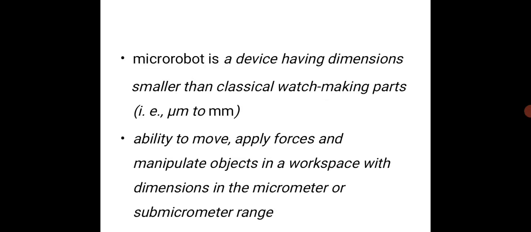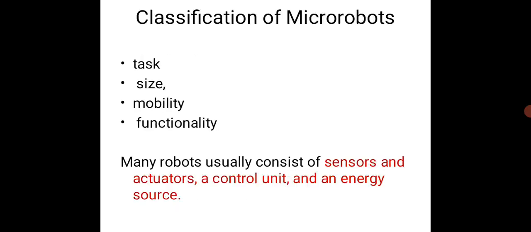And coming to the micro robots, from the name itself we could identify that these are robots which are very small. It is a device having dimensions smaller than classical watch making parts, that is from micrometer to millimeter. It will have the ability to move, apply forces, and manipulate objects in a workspace with dimension in the micrometer or sub-micrometer range.